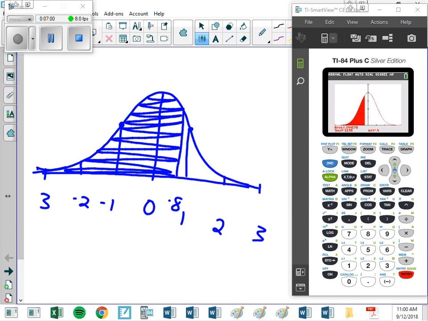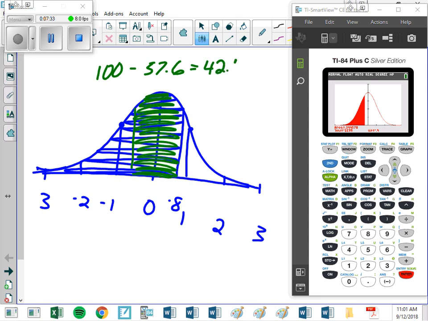There are a couple different ways to look at this. So I'm going to look up 0.8 on my table. And 0.8 is 57.6, and that is the area between 0.8 and negative 0.8. What should I do here? Subtract that from 100. 100 minus 57.6, which is going to be 42.4.